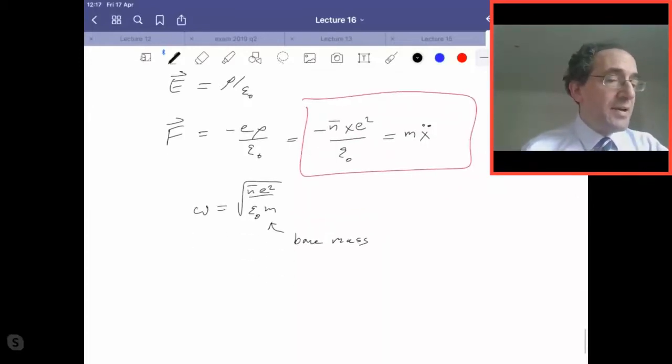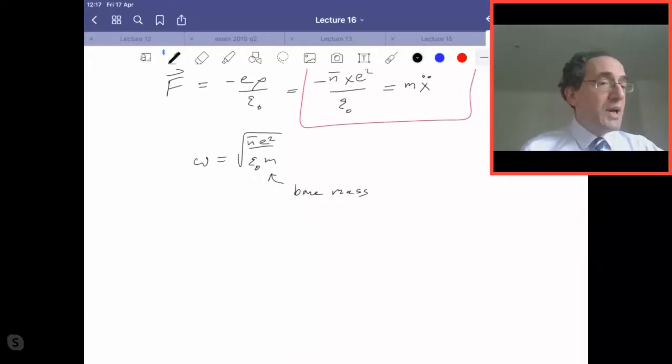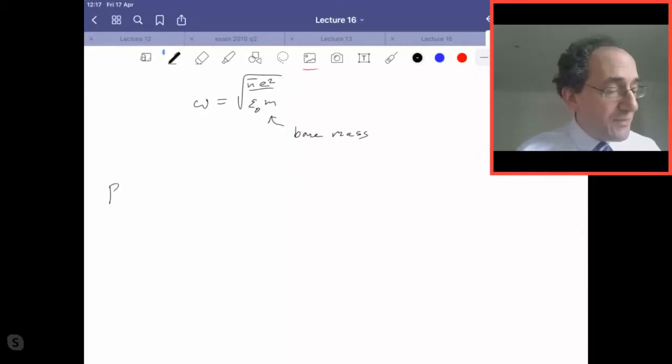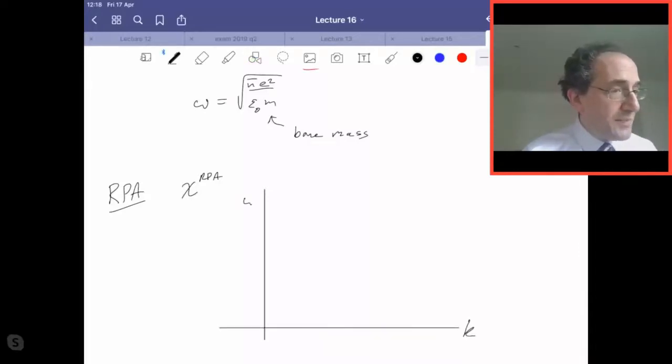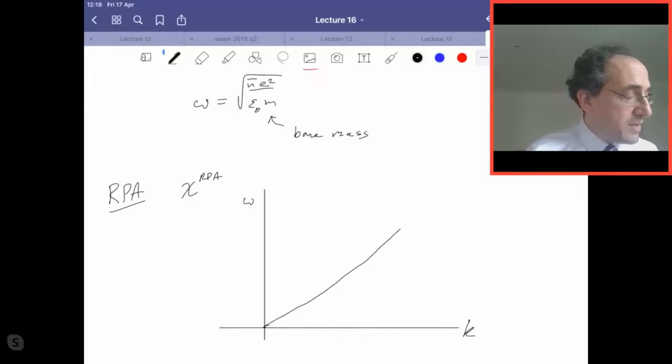Okay, so that's one nice result out of RPA. One can calculate the full RPA response function, chi RPA, and I'll sketch out what it looks like. Here's k, and here's omega, and we have roughly the same picture here.